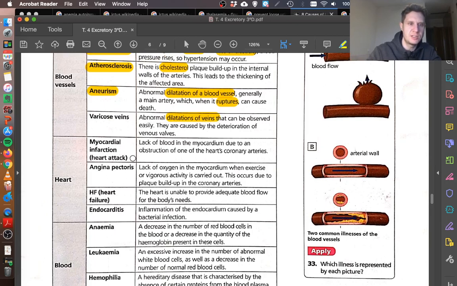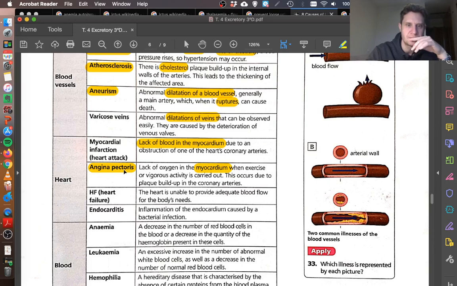Myocardic infarction, lack of blood in the myocardium. This is nos lo hemos sabido, ¿vale? Porque se tapona la coronary artery. Lack of angina pectoris, lack of oxygen, una angina de pecho. So, the myocardial infarction, heart attack, means that the muscle is going to die. Yes, but the angina is just in between. The muscle is not dying. Lucky you only have an angina.